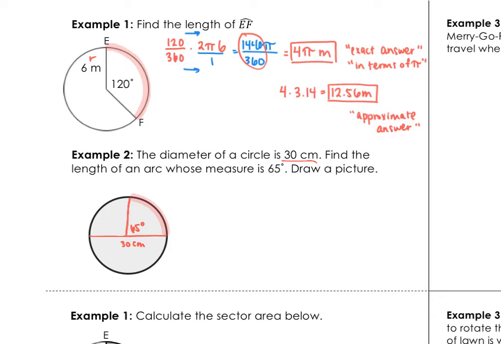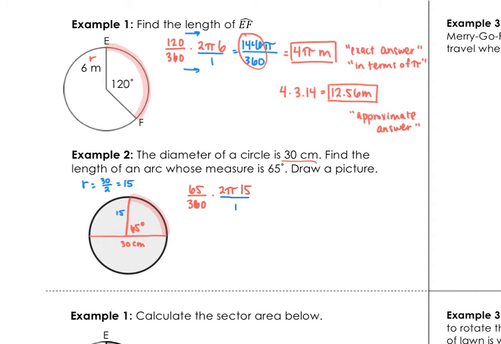Okay. So first thing, in this problem, we are given the diameter, but since the diameter is 30, we know that the radius, we're just going to divide the diameter in half because a radius is half of the diameter. So my radius in this case is 15. So now I can use my formula, which is the fraction of the circle. So it's going to be 65 over 360 times 2 pi r. So 2 pi, and my radius is 15.